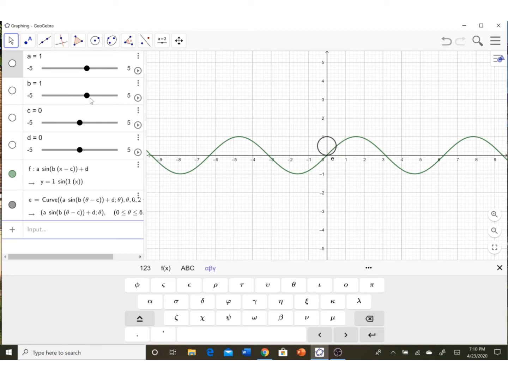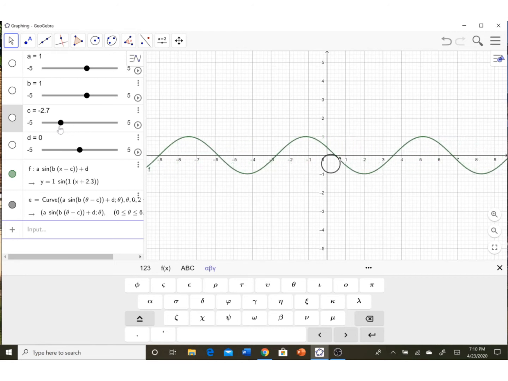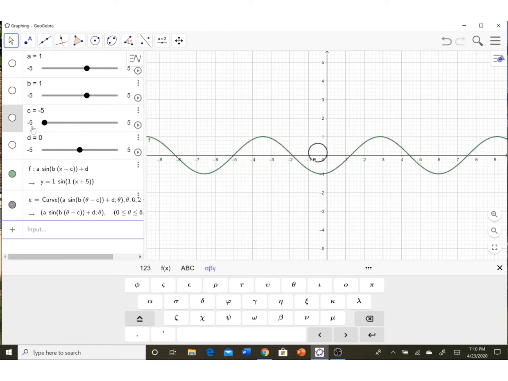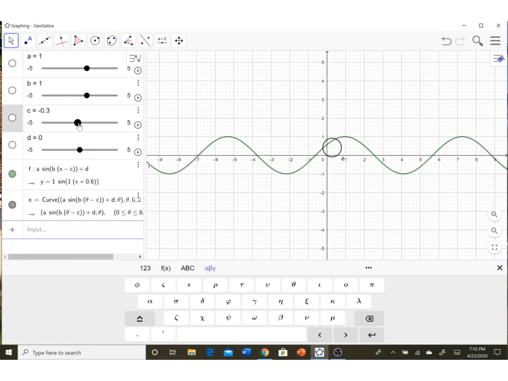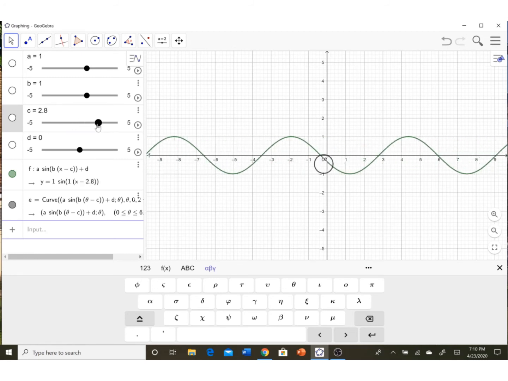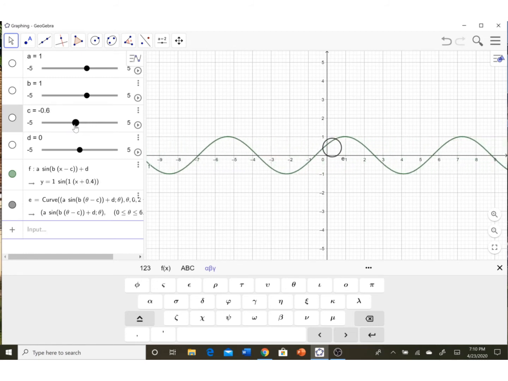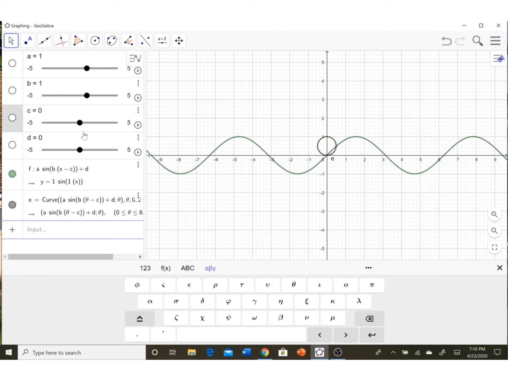And then if you change b, which is, of course, the period thing. Oh, I'm sorry. We won't do that. I'm going to save that till last. If you change c, the Cartesian graph goes to the left and to the right, but the polar graph just rotates around the origin. Why is that? Well, that's something you can play with.